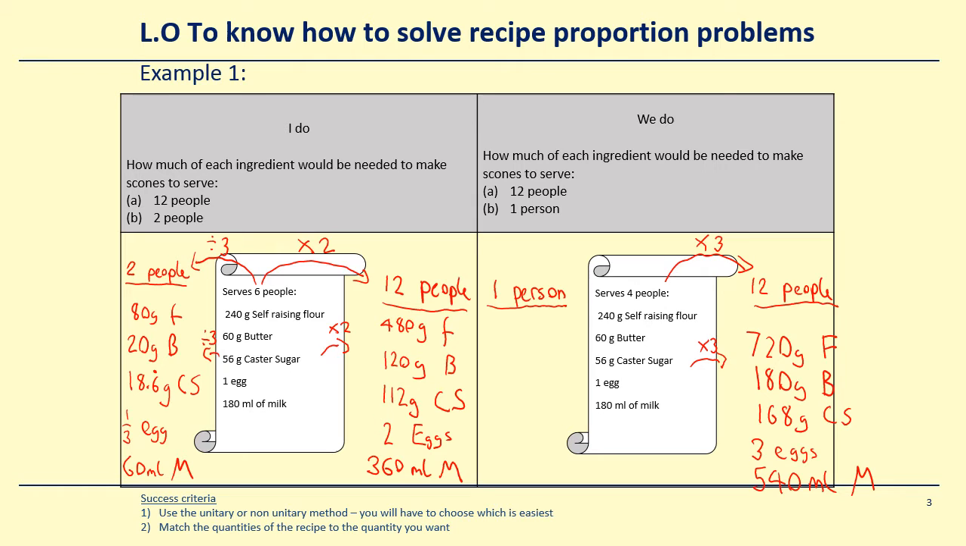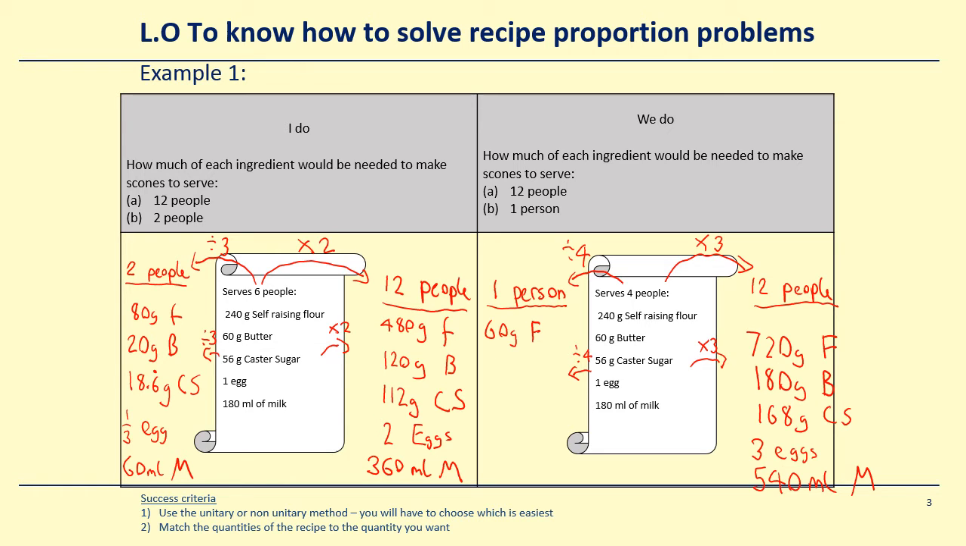So obviously we've got 4 people here and we need the recipe for one person. So compare 4 to 1, and obviously 1 is a quarter of 4. So we're going to divide this recipe by 4 this time. Okay. So 240 divided by 4, and that's going to give me 60 grams of flour.